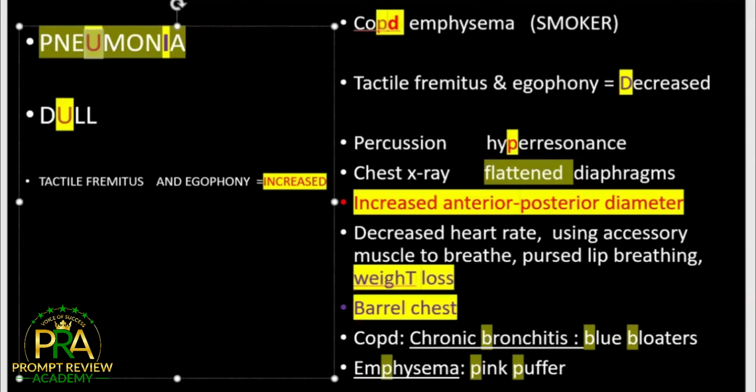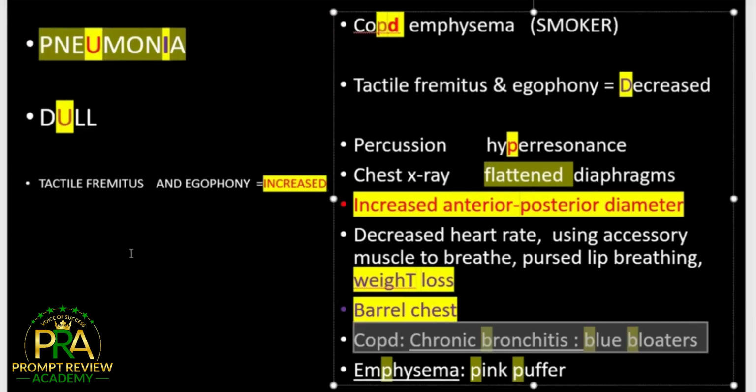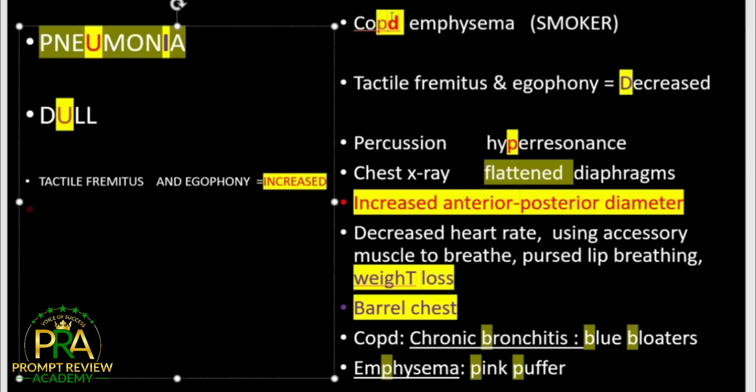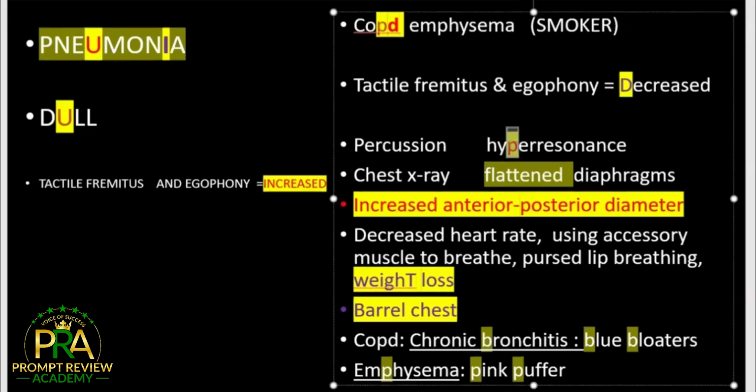Your test. What this is telling you is, if you use these letters, P for percussion, use pneumonia and COPD. In pneumonia it is dull, so when you do percussion you are going to have a dull percussion. But in COPD, if you do percussion, you are going to have hyperresonance. Then another important thing here is your I. This letter I.